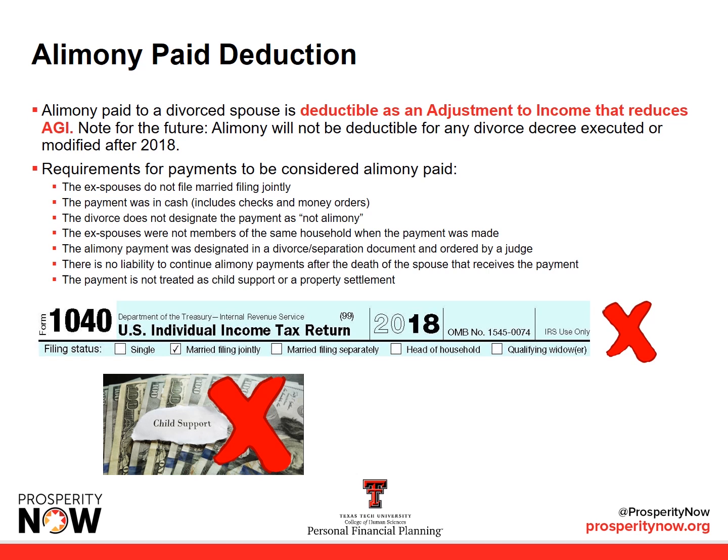So requirements for payment for alimony paid include: the ex-spouses do not file married filing jointly. The payment was in cash, which includes checks and money orders. The divorce does not designate the payment as not alimony. The ex-spouses were not members of the same household when the payment was made. The alimony payment was designated in a divorce or separation document and ordered by a judge. There is no liability to continue alimony payments after the death of the spouse that receives the payment. The payment is not treated as child support or property settlement.